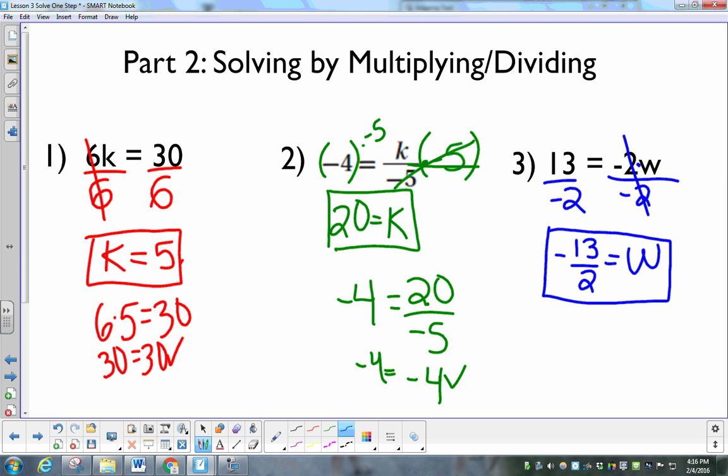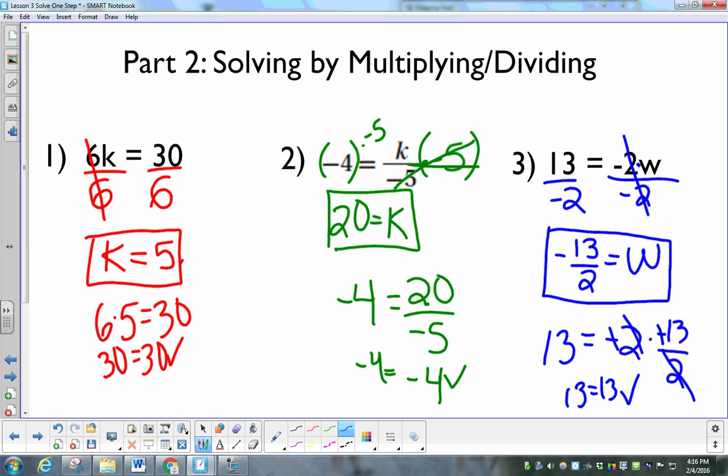Okay. If we plug that in to check it, I've got 13 equals negative 2 times w, so times negative 13 over 2. All right. I know that my 2's can cancel because 2 over 2 is 1. Negative times negative is positive, so that became positive, and I'm left with 13 equals 13.